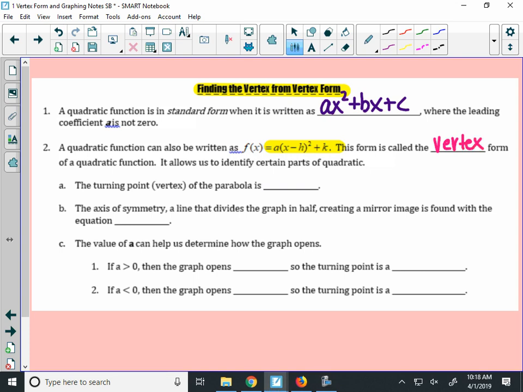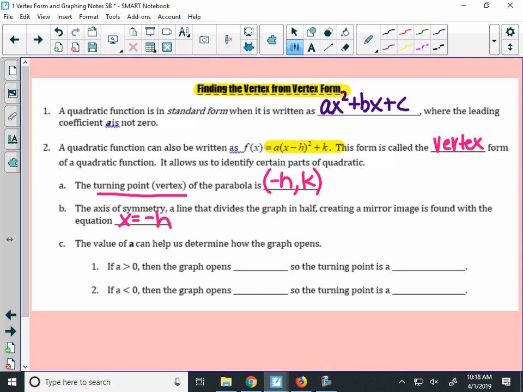It's nice because it allows us to find the turning point or the vertex of the parabola. Now I'm going to put some math notation here with letters, which might seem a little confusing at first, but once we put numbers to it, it'll make sense. But write down the notes so you have it as reference. The turning point here is going to happen at negative h, comma k. The axis of symmetry is going to happen at x equals negative h.